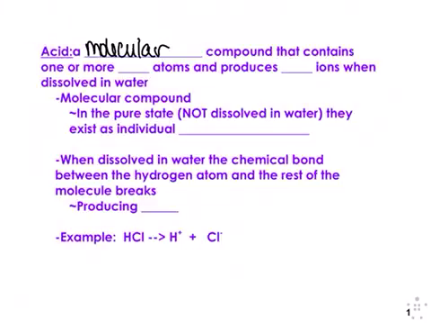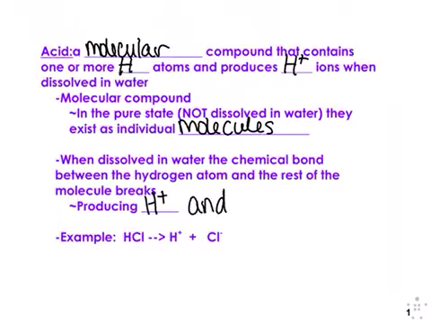Okay, good. So this is a molecular compound that contains one or more hydrogen atoms, and it will produce hydrogen ions when it is dissolved in water. In the pure state, meaning when it's not dissolved in water, they will exist as individual molecules. If we do dissolve an acid in water, the chemical bond between the hydrogen atom and the rest of the molecule will break. This will produce hydrogen ions and whatever anion.